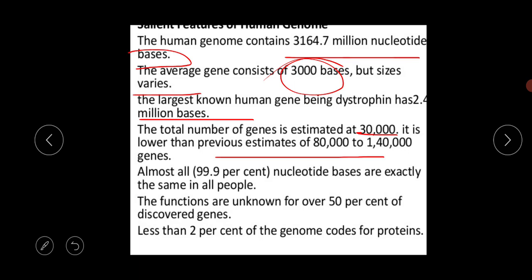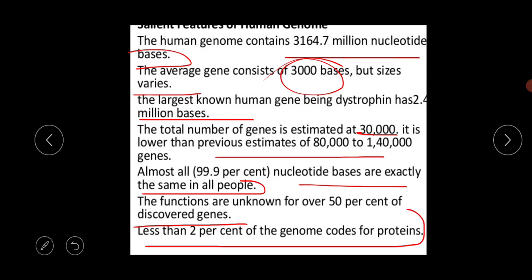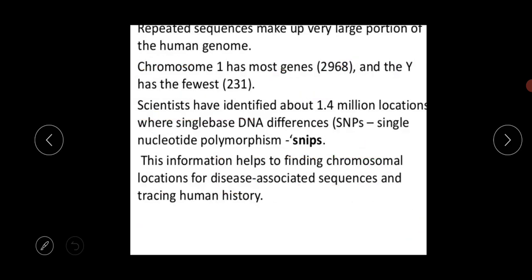Almost all nucleotide bases, 99.9%, are exactly the same in all people. The functions are unknown for over 50% of discovered genes. Less than 2% of the genome codes for proteins. The repeated sequences make up a very large portion of the human genome.